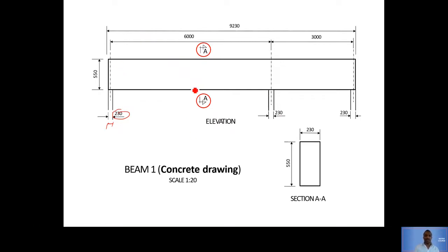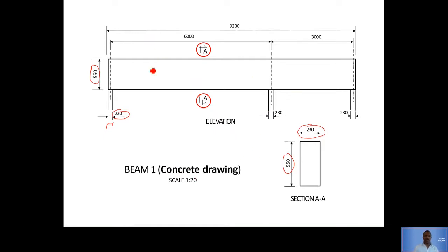They gave us the dimension of this beam. They said it's 550 in thickness. I can't remember the other dimension. Oh, there it is. It's a 550 by 230 beam. So we can see the 550, but we can't see the 230, because we'd see it from the top view.